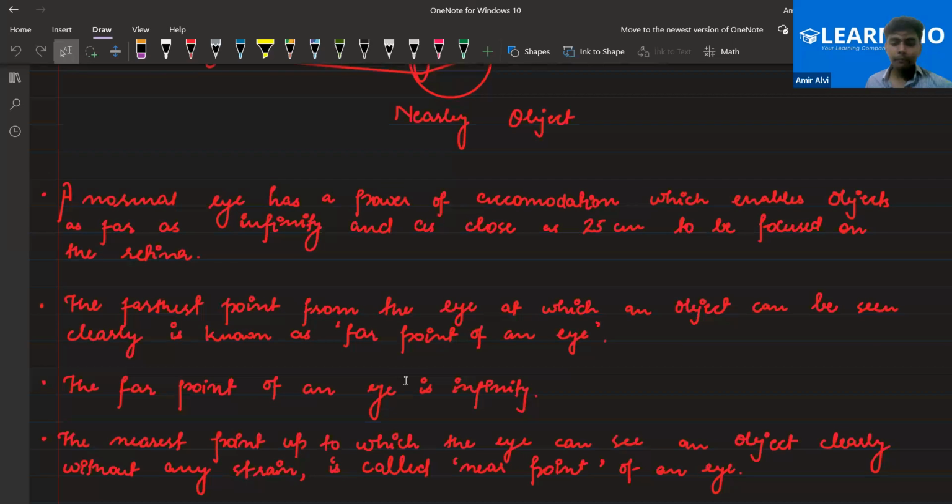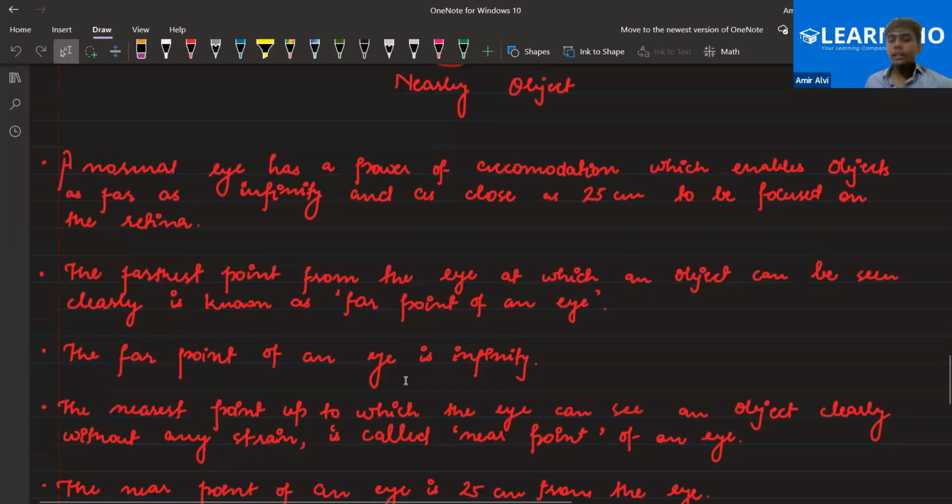Yes. Next, the far point of the human eye would be infinity. Right? Clear, everyone?